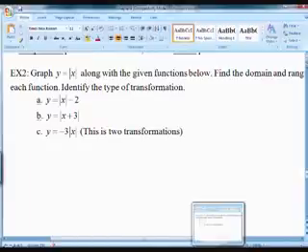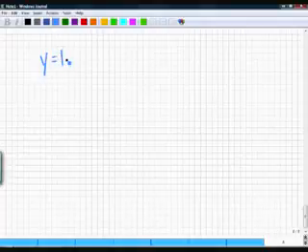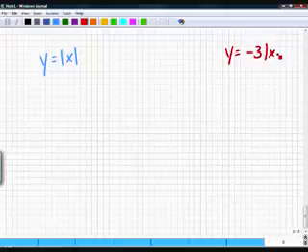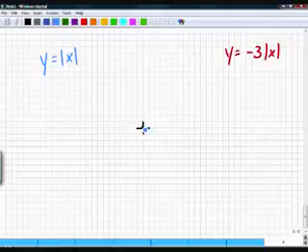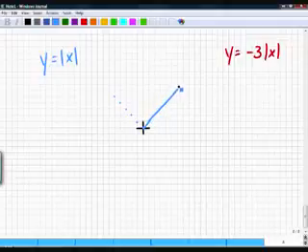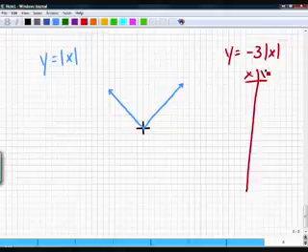Last one, y equals absolute value of x. I think we know how to graph that by now. And we're going to graph also y equals negative 3 times the absolute value of x. There's two different transformations that happen to this. The first one, y equals absolute value of x. Let's graph that. You've got 0, 0; 1, 1; 2, 2; 3, 3; 4, 4; 5, 5; negative 1, 1; negative 2, 2; negative 3, 3; negative 4, 4; negative 5, 5. There's the graph. That's the easy one.